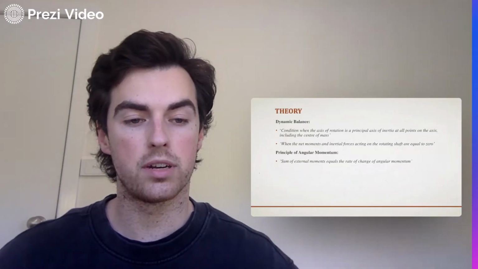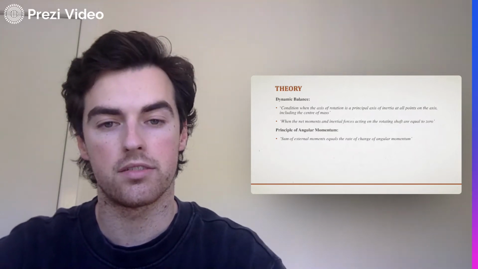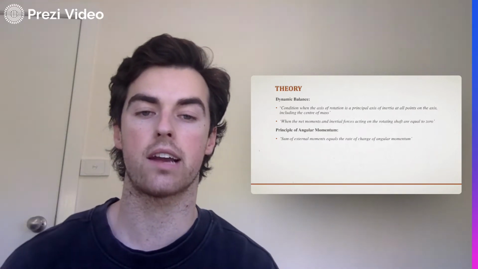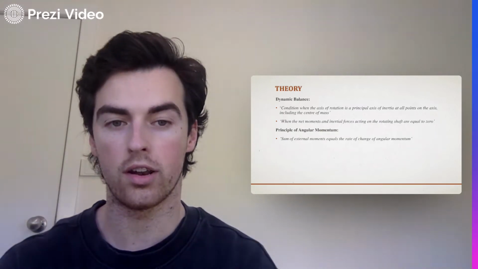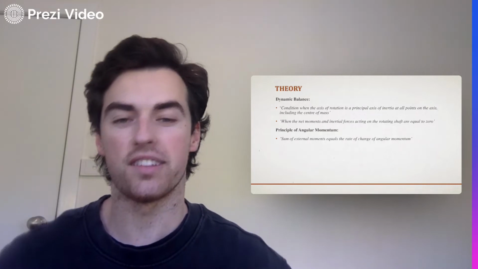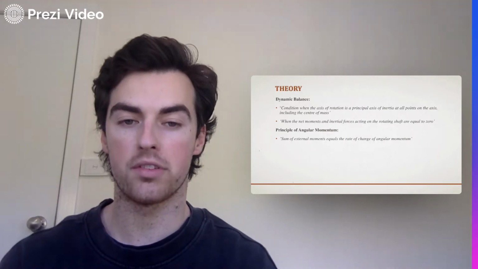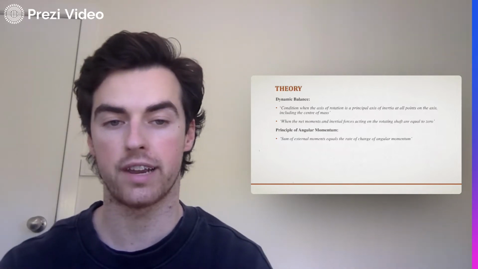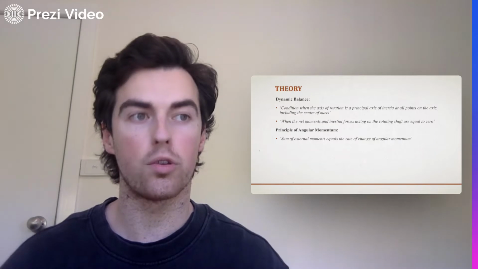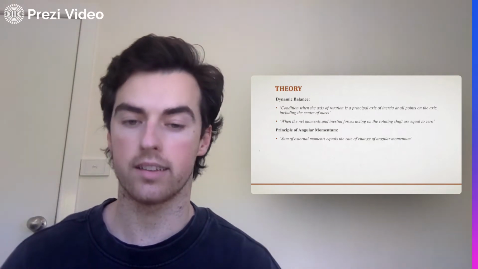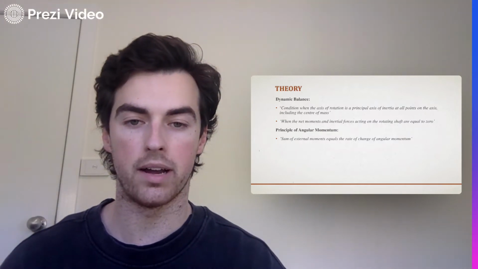So just a little bit on the theory to understand some choices. So what is dynamic balance? Well, it's the condition when the axis of rotation is a principal axis of inertia on all points on the axis, including the center of mass. Secondly, when the net moments and inertial forces acting on the rotating shaft are equal to zero. That second dot point allows me to quantitatively discuss and calculate if the device is dynamically balanced.